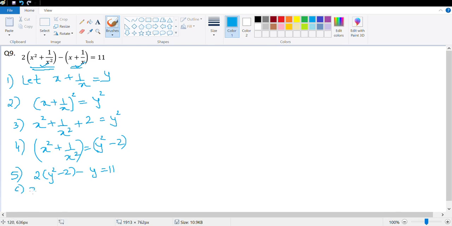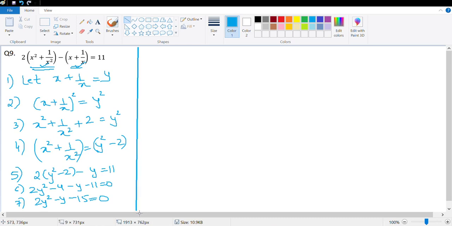Let's open the bracket. So that's 2y² − 4 − y − 11 = 0. This gives us 2y² − y − 15 = 0. So we've got to find factors of −15 × 2, that's −30, the sum of which should be −1. So that's −6 × 5.